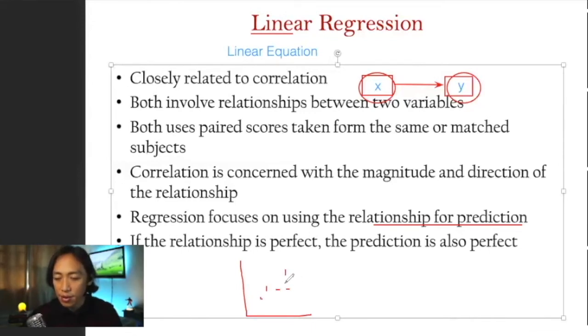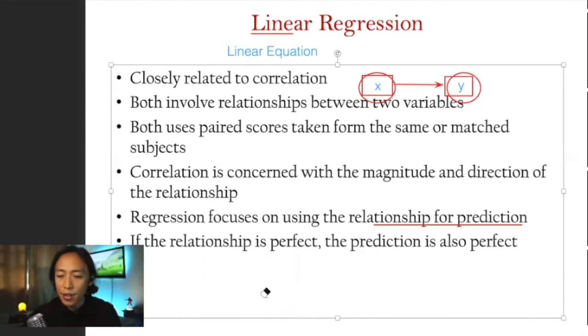So these are points. It's kind of hard to draw points. And the shape by which these points are scattered on this plane can be, not all the time, but it can be represented by a line. So a line is used to model predictions and to compare that with our current observations. And that's why it's called linear regression.